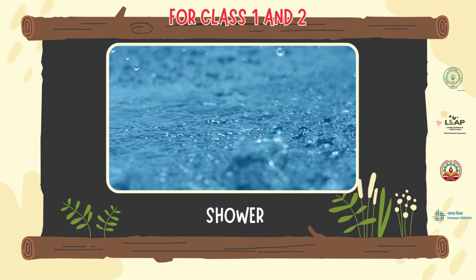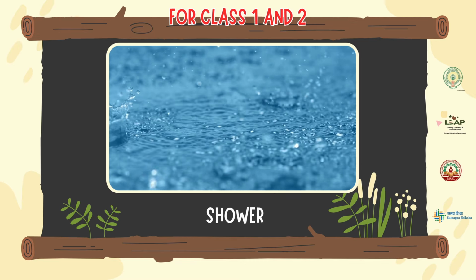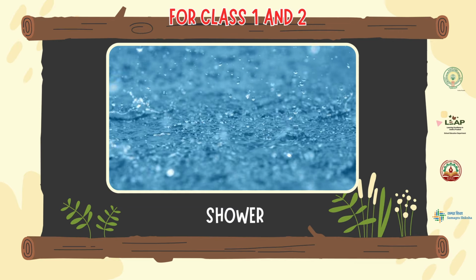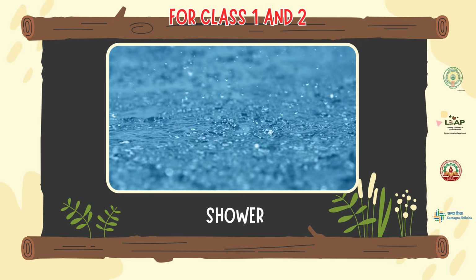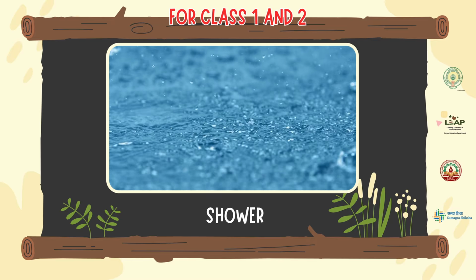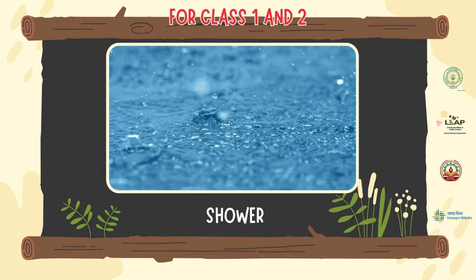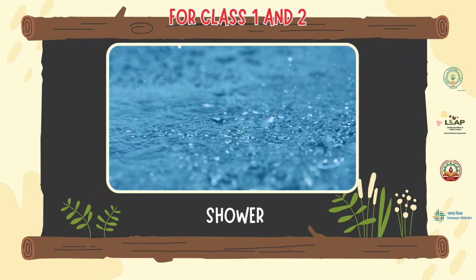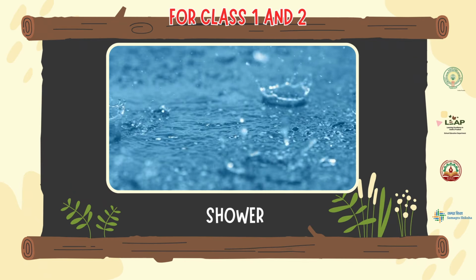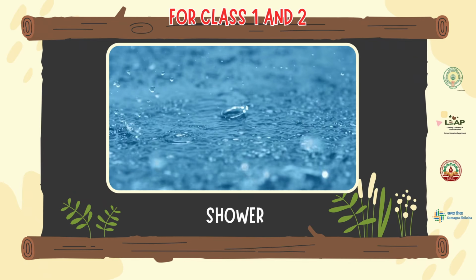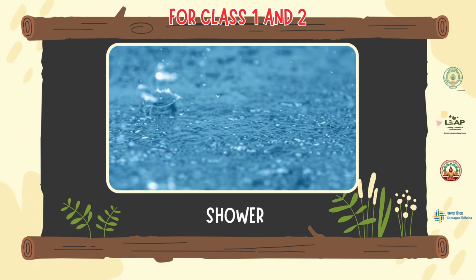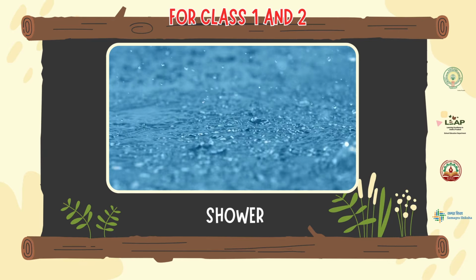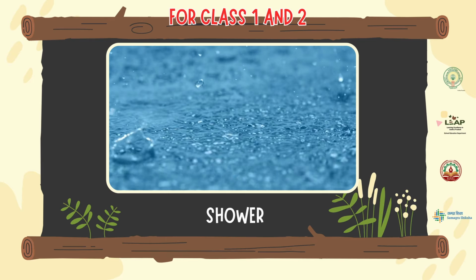Let's all make our fingers rain down and say, the shower gives water to the plants. Once again, the shower gives water to the plants. We can also give plants a shower using a watering can. So, let's all water our plants in our garden in the school. So, shower means a rain. Once again, pronounce it as shower. Shower.